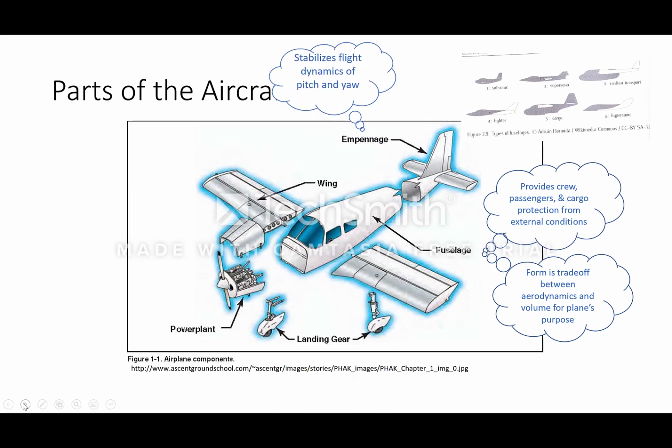Moving to the empennage, it stabilizes the flight dynamics of pitch and yaw. If you remember back to the little videos, pitch is controlled by the plane's elevators. And those are located on the horizontal part of the empennage. We'll talk about that more in a minute. And then yaw is controlled by the rudder, which is on the vertical part of the empennage.